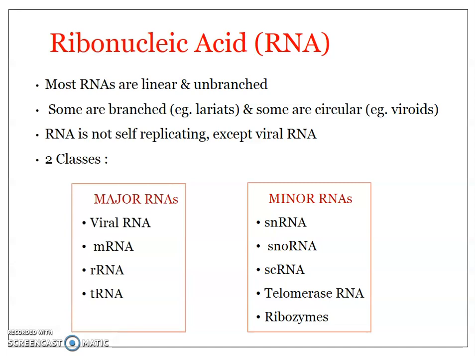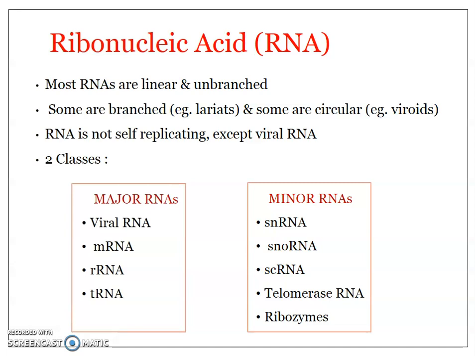Now, when we speak about the classification of RNAs, there are different types of RNAs based upon the physical properties, based upon the function they perform, right? So the ribonucleic acids can be divided into two functional groups based upon the physical properties and the functional aspects, and they are major RNAs and minor RNAs.